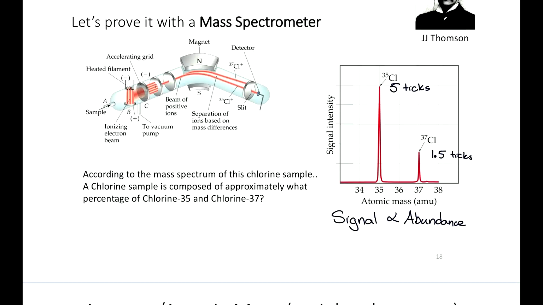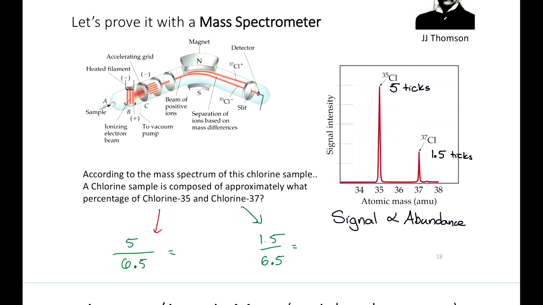So let's look at this. How much of this sample is chlorine 35? We can use these tick marks to determine the abundances. If chlorine 35 is 5 tick marks, how many total tick marks come from this sample? 6.5. So the fraction of your sample that's chlorine 35 is going to be 5 tick marks over 6.5. And then the rest of your sample is chlorine 37, so 1.5 tick marks over the total, 6.5.